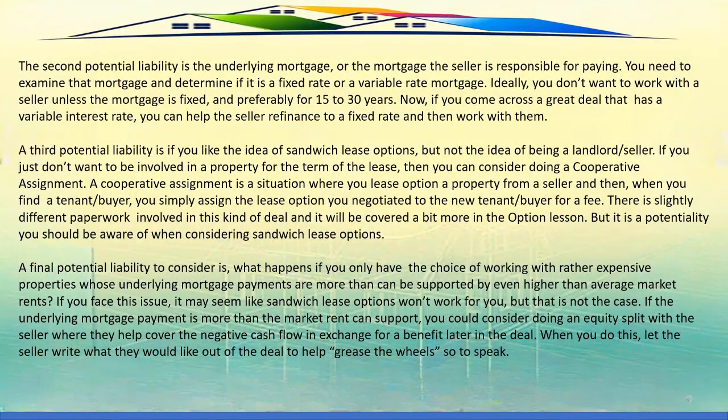The second potential liability is the underlying mortgage, or the mortgage the seller is responsible for paying. You need to examine that mortgage and determine if it is a fixed rate or a variable rate mortgage. Ideally, you don't want to work with a seller unless the mortgage is fixed, and preferably for 15 to 30 years. Now, if you come across a great deal that has a variable interest rate, you can help the seller refinance to a fixed rate and then work with them.